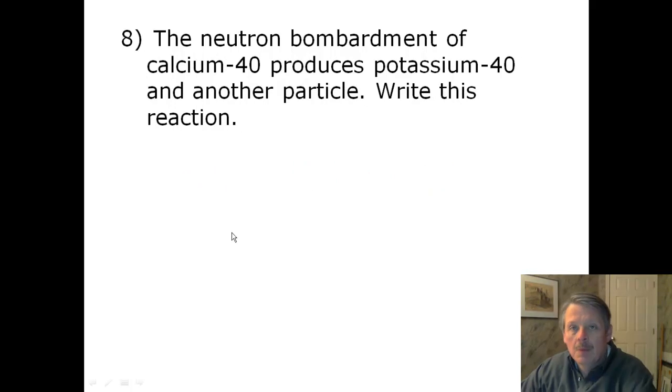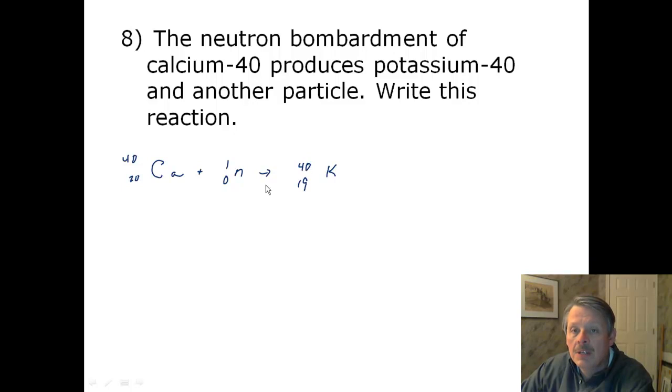All right, number 8. Calcium 40. You've seen this one before. Calcium 40, and that's 20, and we bombard it with neutrons, which are mass of 1 and no charge, and that produces potassium 40, which is K, and number 19. So I have to have 41 on top and 20 on the bottom, which means I have a 1 and a 1, which is hydrogen.